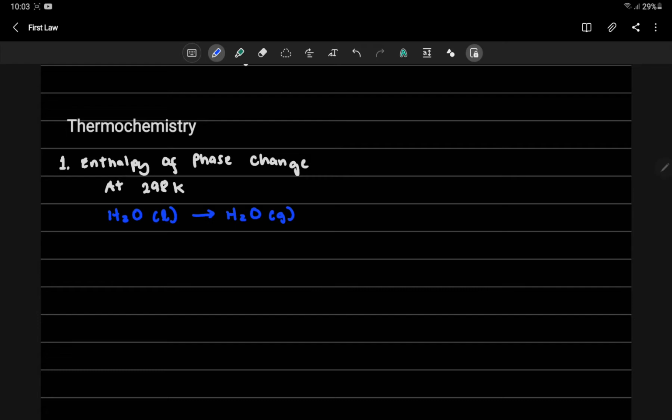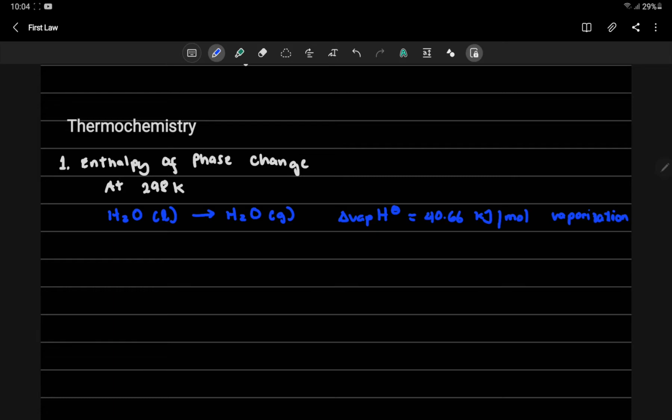Yung enthalpy daw will be equal to a value of 40.66 kilojoules per mole. And by the way, this process is called vaporization. Alright.